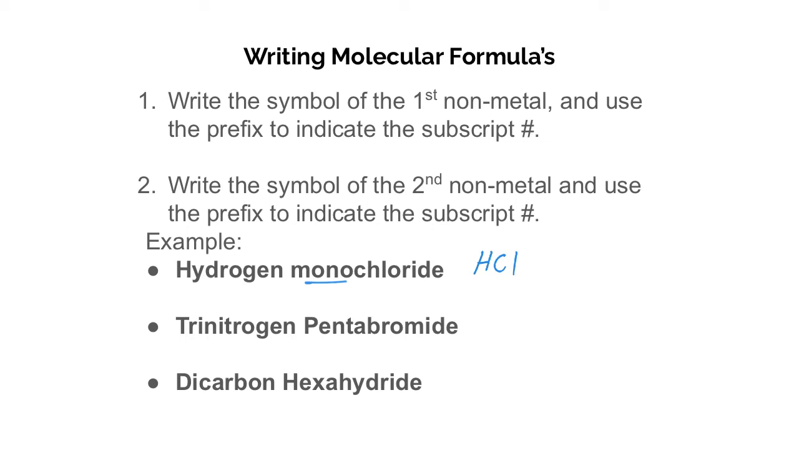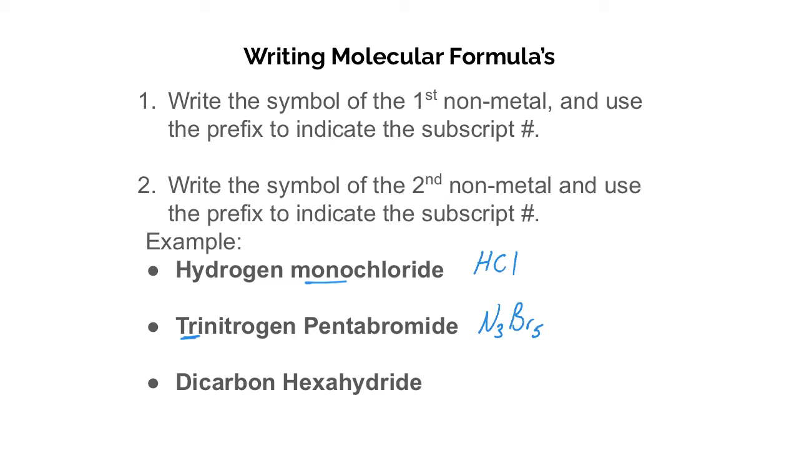For our second example, we have trinitrogen pentabromide. Well, tri refers to 3. Again, refer to your chart on the back of your periodic table. So we have nitrogen, and we have 3 of those. So N3 pentabromide. And if you look on the back of your periodic table, you'll see we have Br for bromide, and penta represents 5.